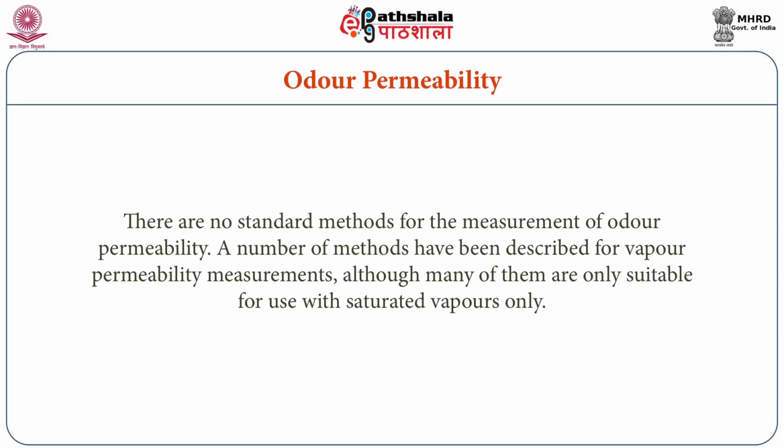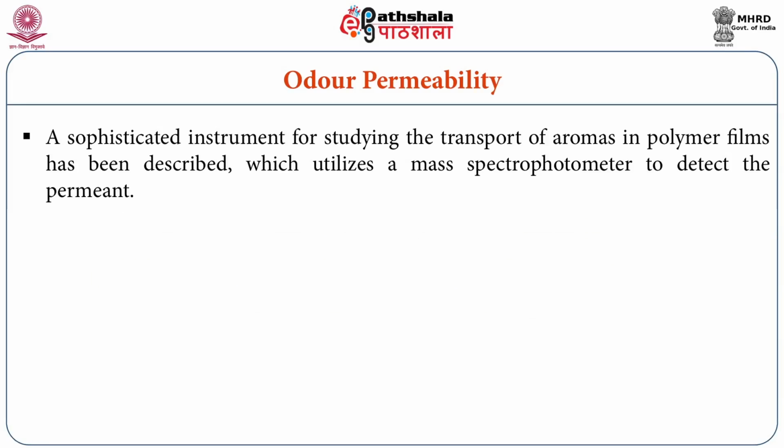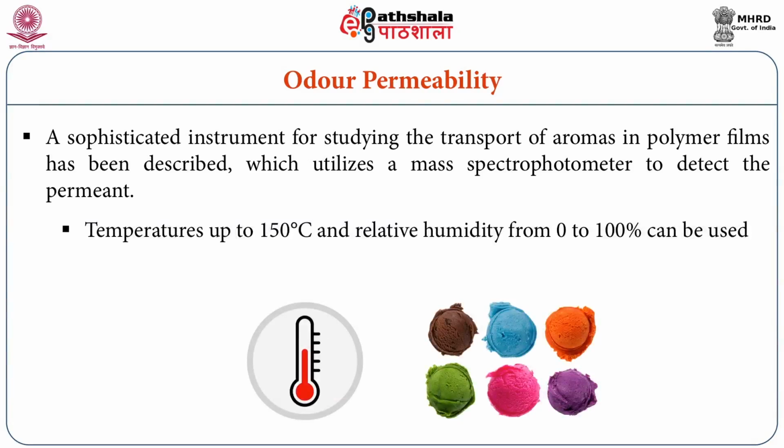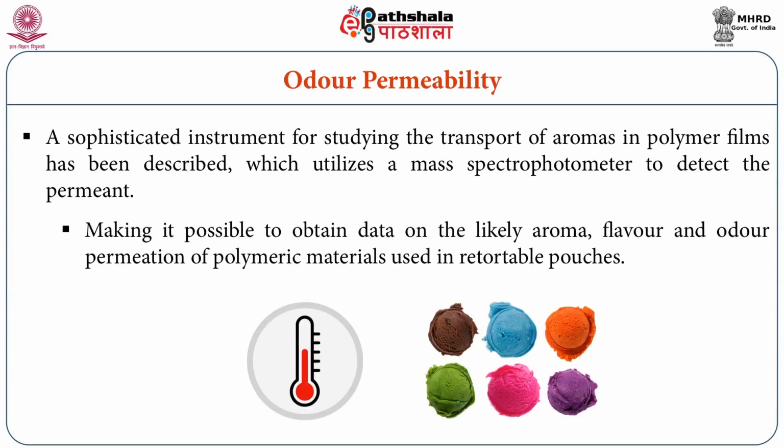A sophisticated instrument for studying the transport of aromas in polymer films has been described, which utilizes a mass spectrophotometer to detect the permeant. Temperatures up to 150 degrees centigrade and relative humidity from 0 to 100% can be used, making it possible to obtain data on the likely aroma, flavor and odor permeation of polymeric materials used in retortable pouches.